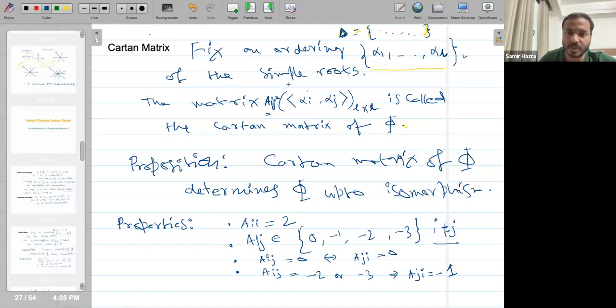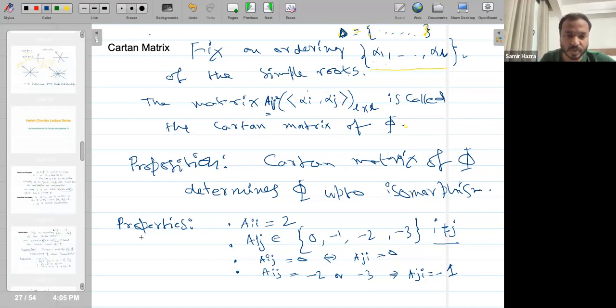Then if we collect these integers, the pairing of alpha i with alpha j, and write them in the ith, jth entry of the matrix, we get a matrix called the Cartan matrix. Of course, these numbers are integers, therefore the Cartan matrix is an integer matrix. We have also seen that the Cartan matrix of a root system determines phi up to isomorphism, which means that if you have two root systems having the same Cartan matrix, then those two root systems are isomorphic.